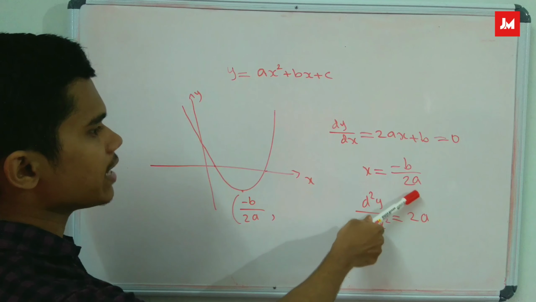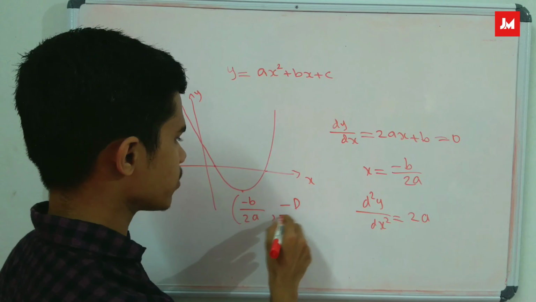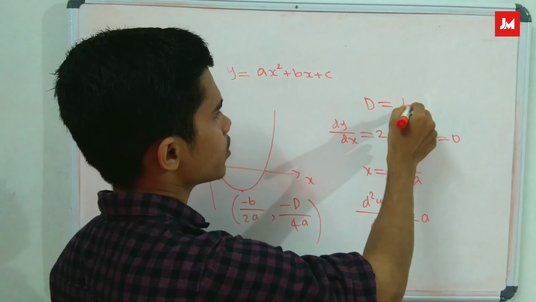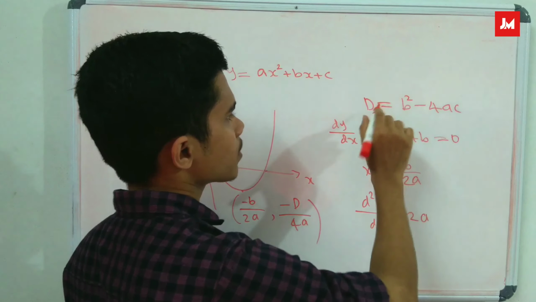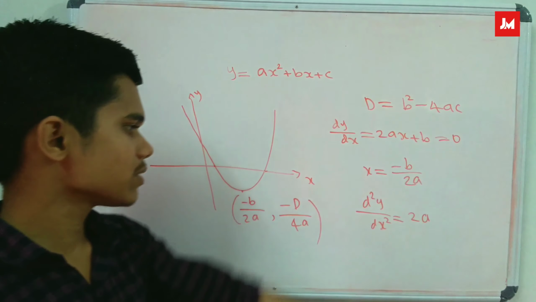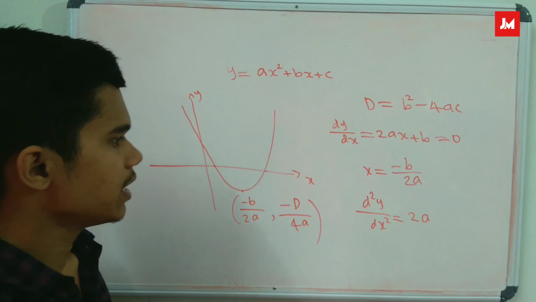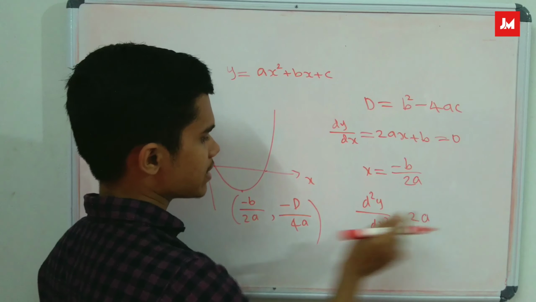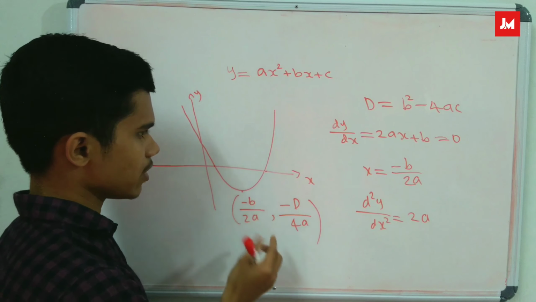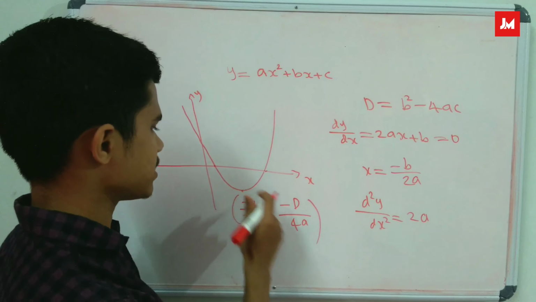When we substitute the value of minus b by 2a in the equation of y, we will get the y coordinate as minus d by 4a, where d is the discriminant equal to b square minus 4ac. We already discussed the discriminant d equal to b square minus 4ac. We got this minus b by 2a and minus d by 4a. If d square y by dx square is greater than 0, then it will be a relative minimum or absolute minimum. In the case it has only one critical point, it will be the absolute minimum or vertex.